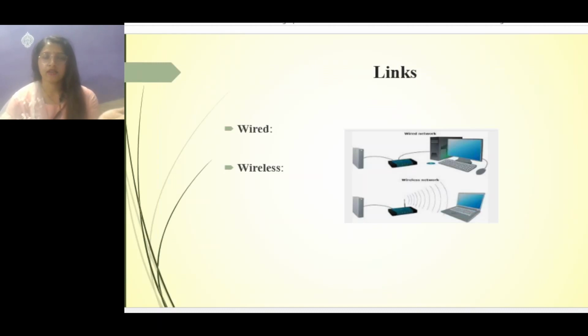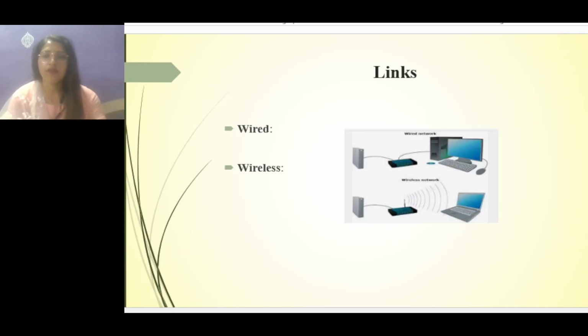Next is the link, how the systems will be connected. The systems will be connected via a wired link or a wireless link. What is a wired link? You are going to have a wired connection, for example, coaxial cable, phone lines, optical fibers. All these are wired connections.